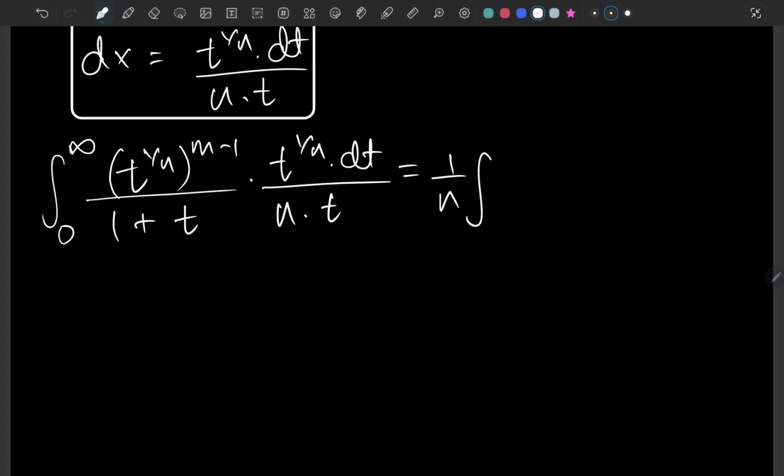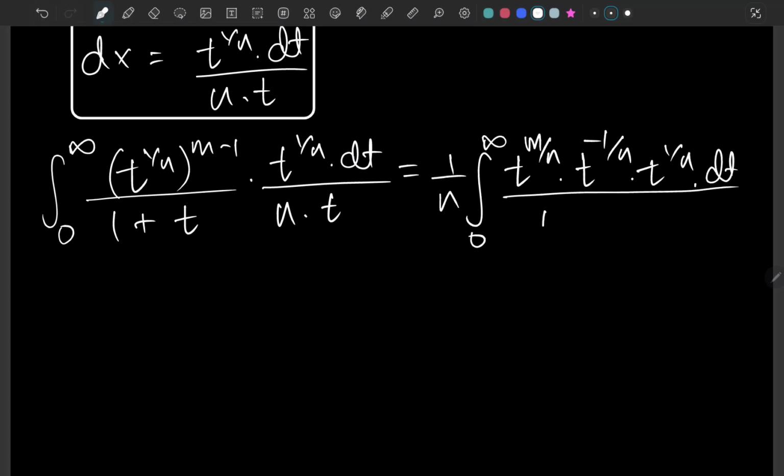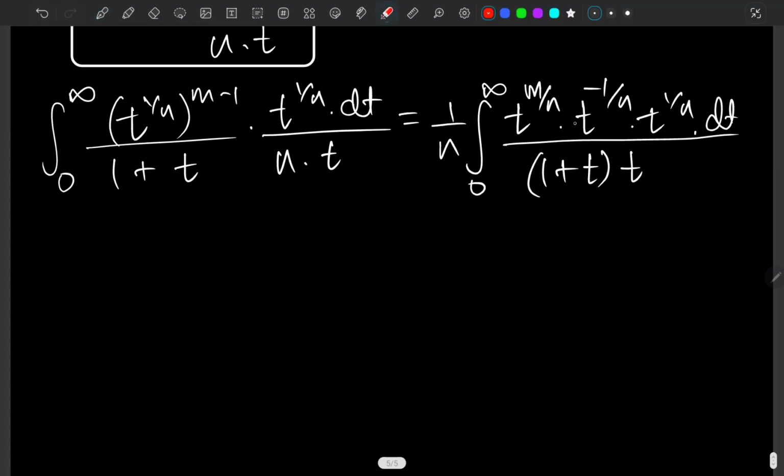So 1 over n comes out front because it's a factor, so it's 1 over n times the integral from 0 to infinity of t to the m over n, or maybe we can say t to the negative 1 over n here, and we have t to the 1 over n and dt in the numerator, and in the denominator we have 1 plus t times t. Okay, now t to the 1 over n times t to the negative 1 over n cancel out with each other, leaving us 1, so that's a pretty good thing.